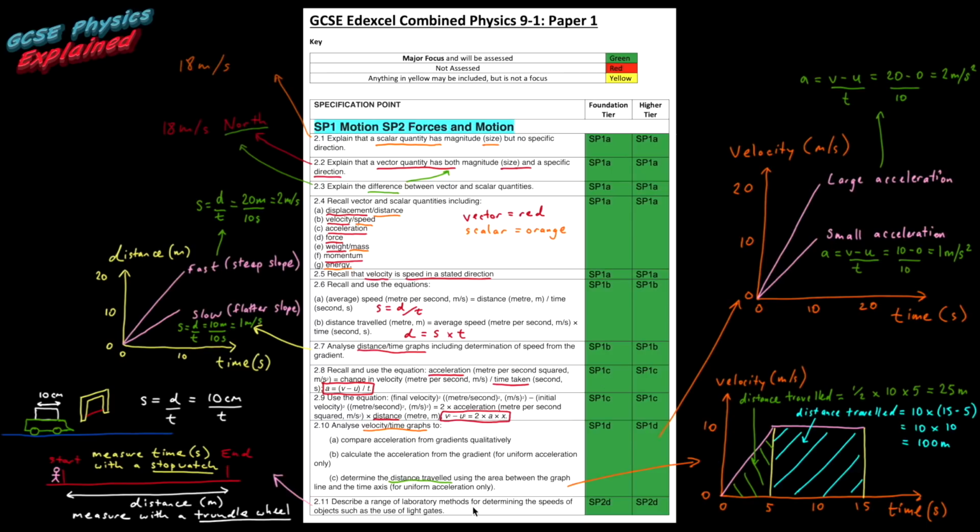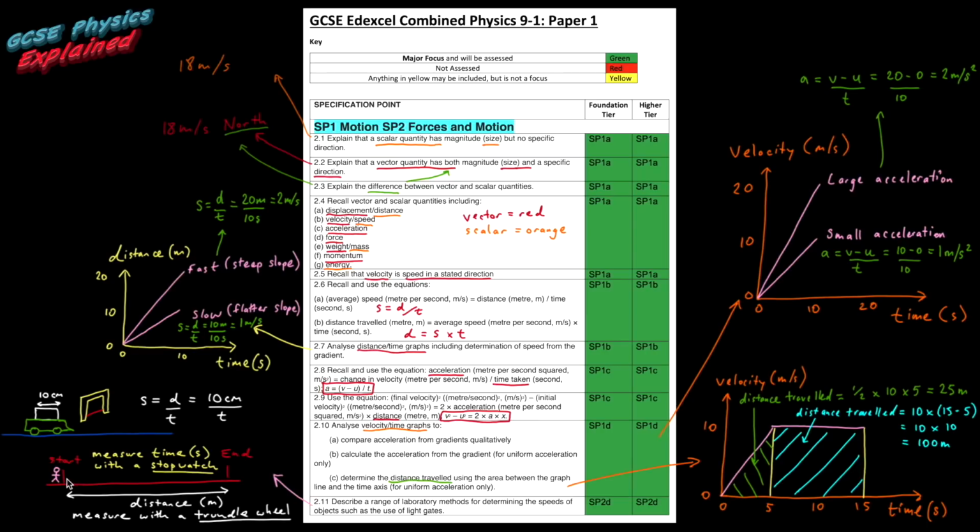Describe a range of laboratory methods for determining the speeds of objects, such as the use of light gates. So a light gate is literally a gate with a light. If you break that light, it triggers a timer. We put a card on the back of a little trolley. If you know how big the card is, you type that into the little data logger, and as the trolley passes through, the card breaks the light, triggers the timer for a certain amount of time, and we know the distance was 10 centimeters, so you do the 10 centimeters divided by the amount of time, and that'll tell you your speed.